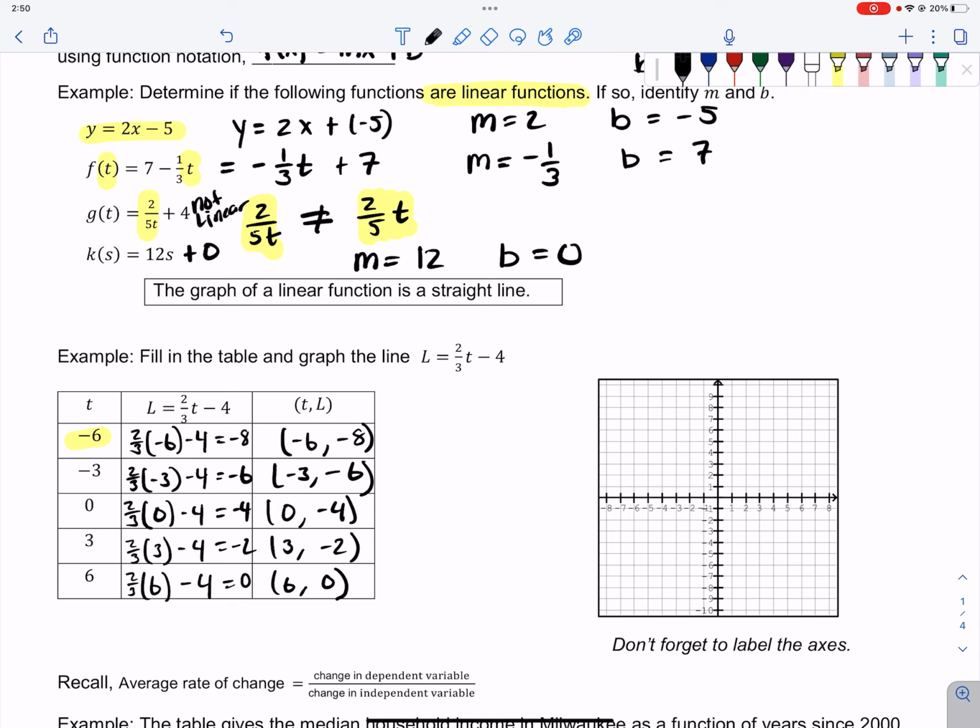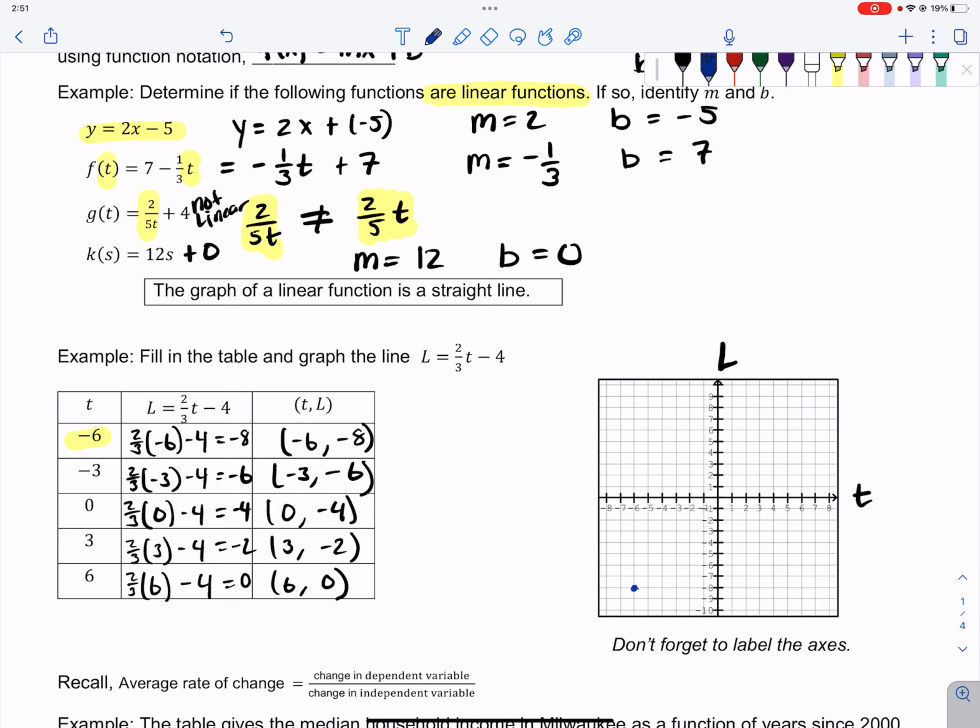So now on our graph, we want to plot these points that we have. Our input was t, so that goes on the horizontal axis, and our output was L, so that goes on the vertical axis. And now we want to plot these points. Our first one is -6, -8. So I'm going to go left 6 from the origin and down 8 to get the first point.